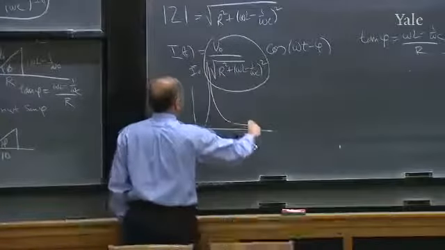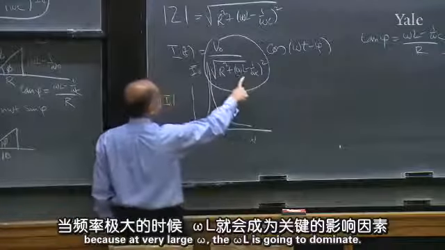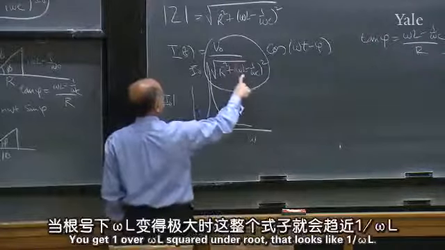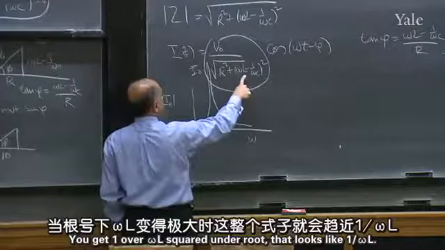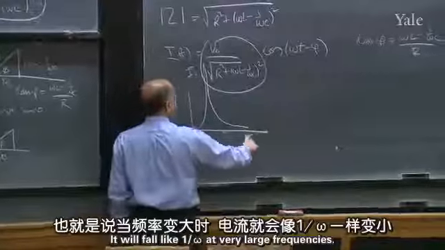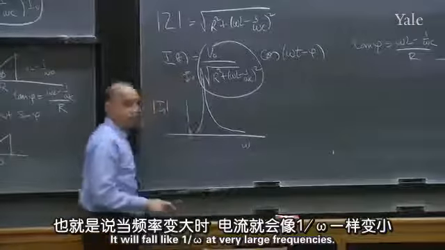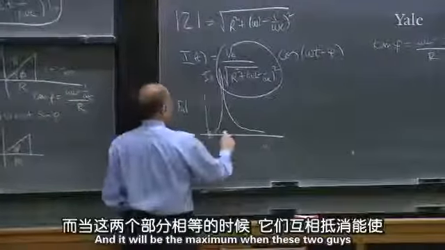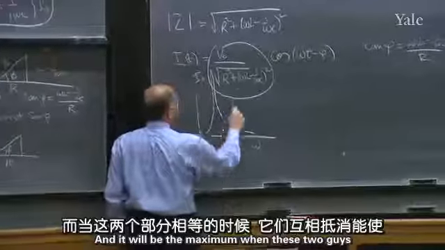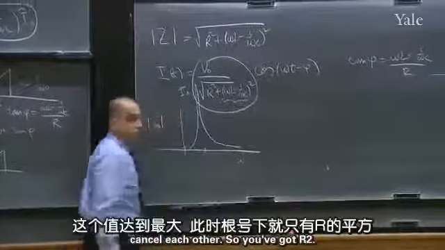Then it will come down because at very large omega, the omega L is going to dominate. You get 1 over omega L squared under root. That looks like 1 over omega L. It will fall like 1 over omega at very large frequencies. And it will be the maximum when these two guys cancel each other.